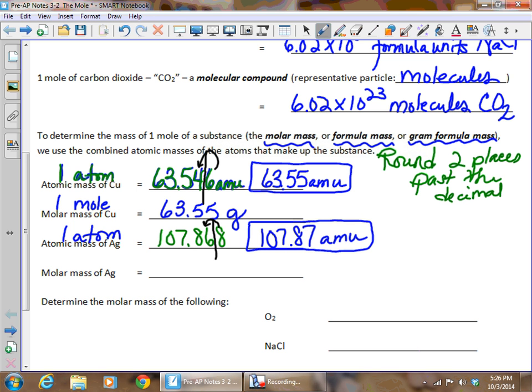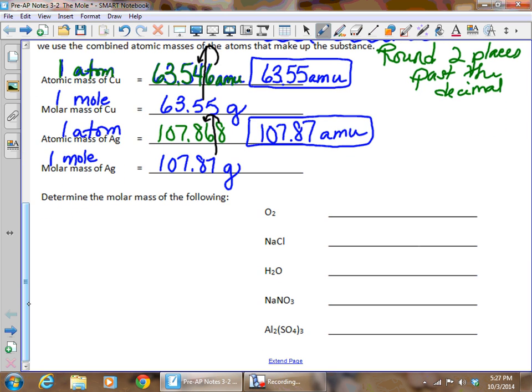Therefore, if I'm going to find the mass of 1 mole of silver, the molar mass of silver, I'm going to have the exact same numerical value. It's simply going to be in grams. So that's all we have to do to find the mass of 1 mole of a substance: look up its atomic mass on the periodic table and write it down in terms of grams. So what happens if it's more than just a single atom? Well, let's look at O2. First of all, if you look up oxygen on the periodic table, oxygen is 15.9994.